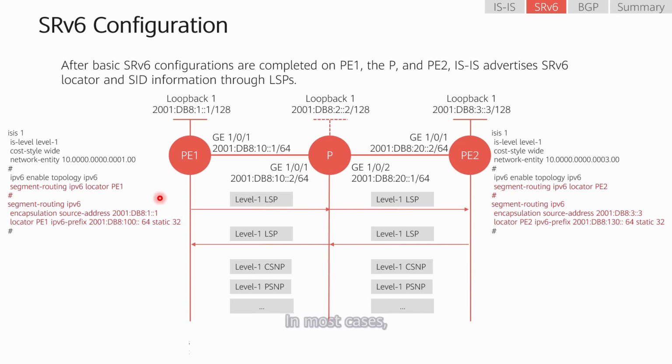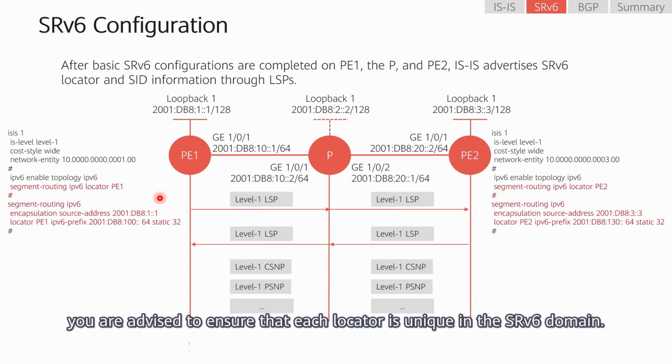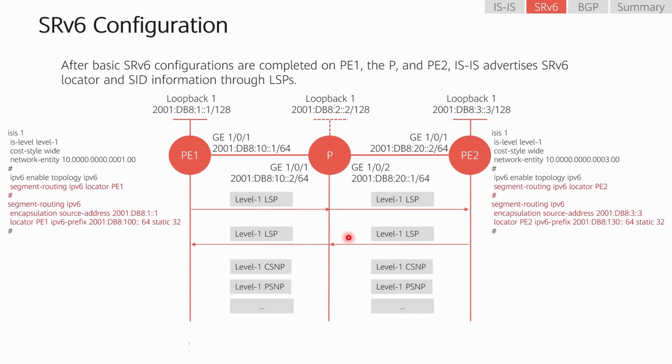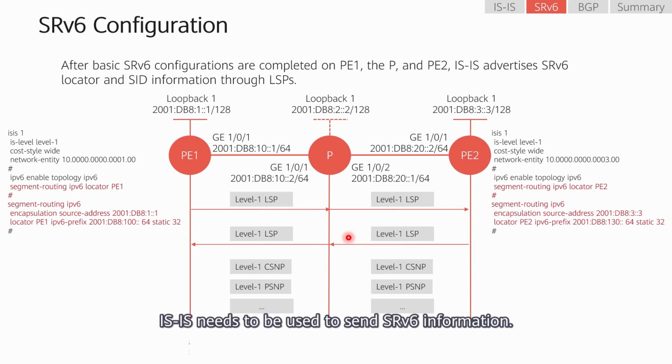In most cases, you are advised to ensure that each locator is unique in the SRv6 domain. But in some multi-source protection scenarios, different devices may be configured with the same locator. That's all about basic SRv6 configurations. After the configurations are completed, IS-IS needs to be used to send SRv6 information.